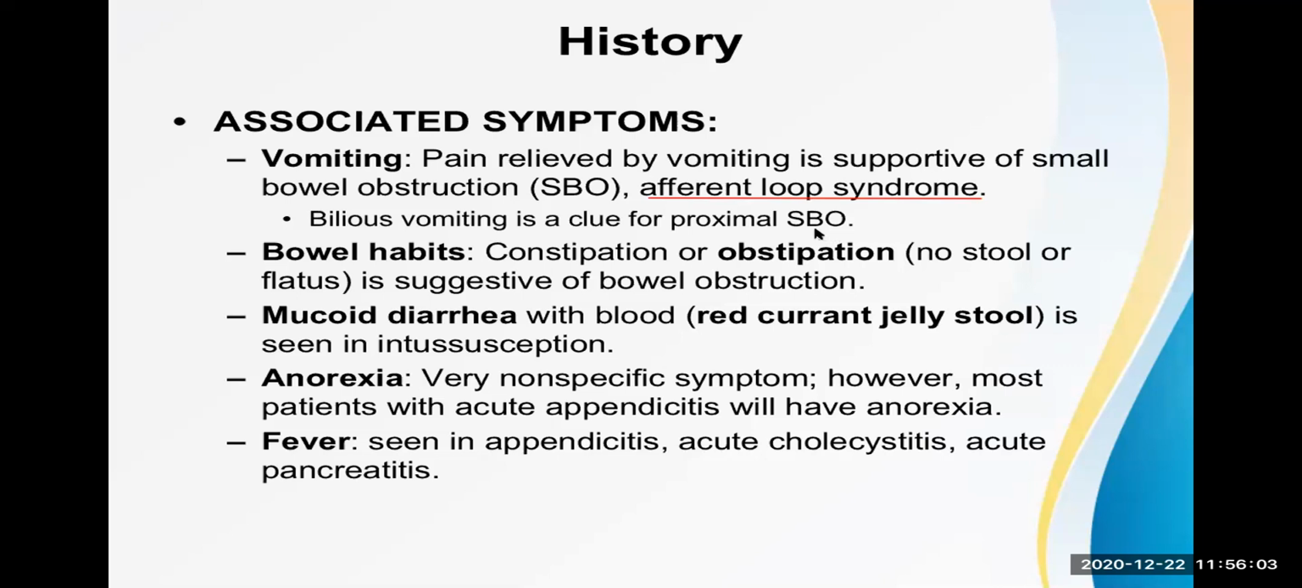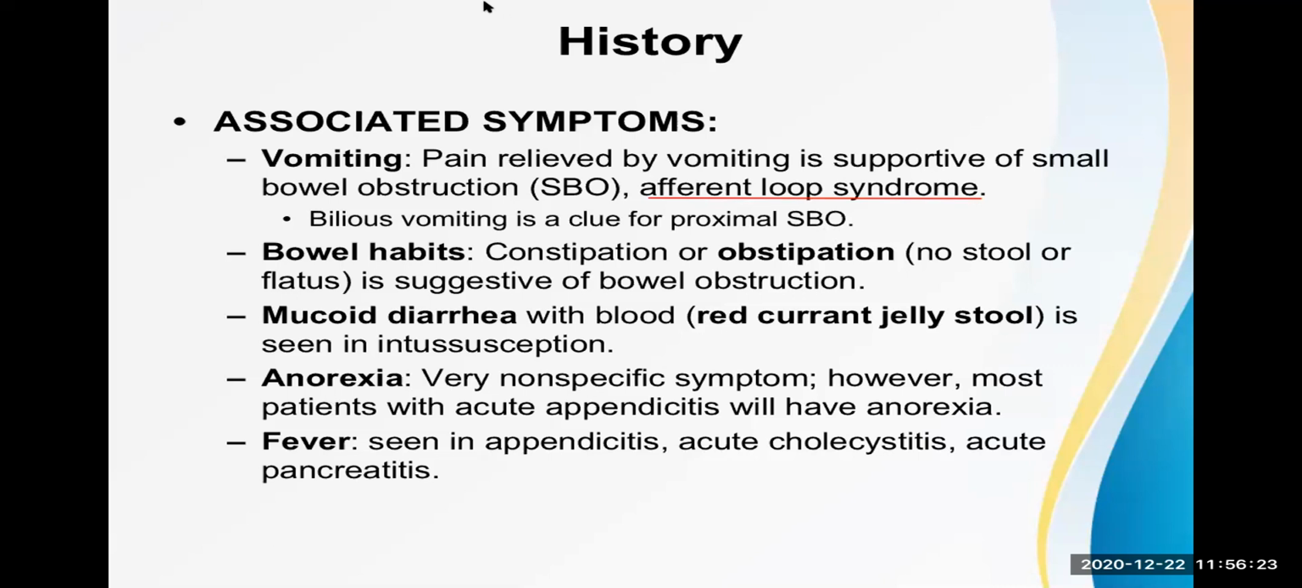If the obstruction is proximal to the second part of the duodenum, then bile will not come in vomitus. Always remember this. So this means probably a small bowel obstruction is there, and it's in the proximal part of the small bowel, maybe some loop of the jejunum or ileum.